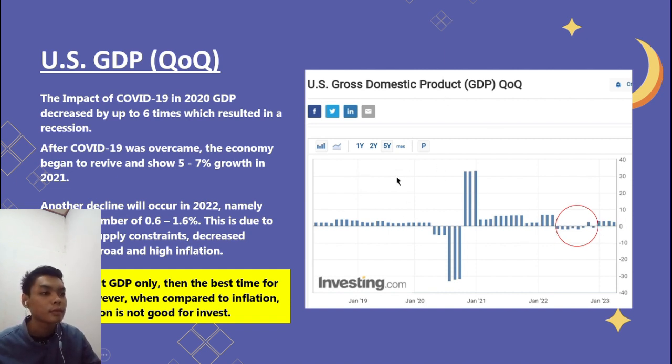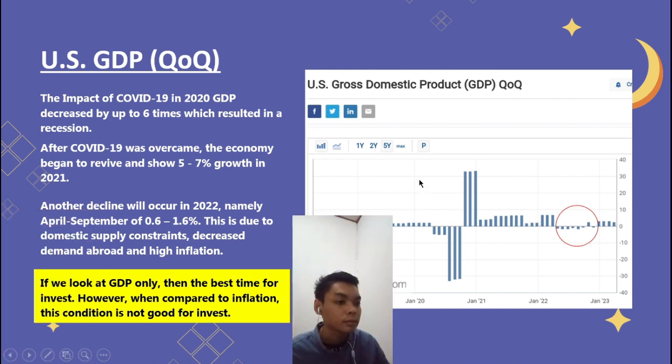So if we see the graph and analyze, if we look at the GDP only, then this is the best time to invest. However, when compared to inflation, this condition is not good for investing. Why? We can see in the next slide.